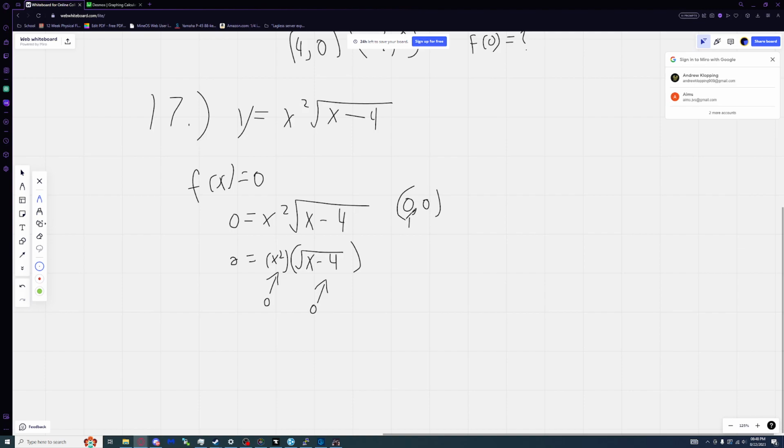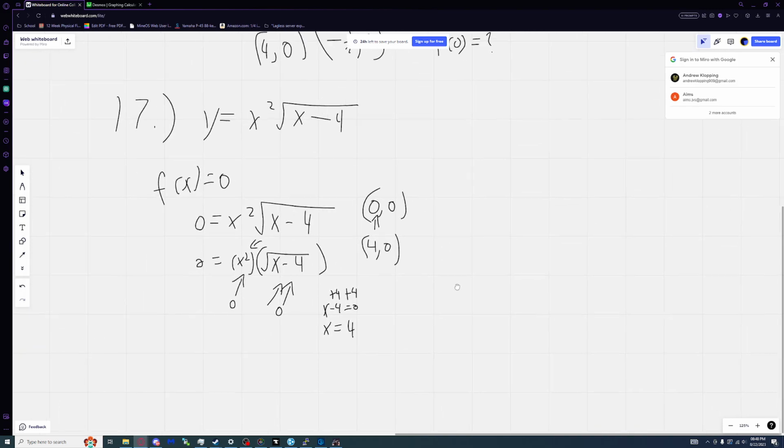Now this 0 we get through setting this term equal to 0. Our next 0 will be found by setting this equal to 0. And you can see that's pretty easy. X minus 4 needs to be 0. X minus 4 equals 0, if you do some algebra, you add 4 to both sides and you get x equals 4. Therefore, our next 0 is at 4, 0.